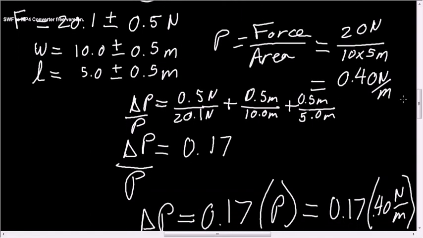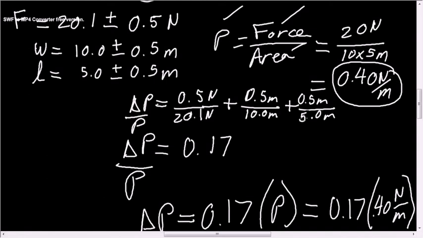Say I'm trying to find a pressure, and I have a force and an area, and that's how I find a pressure. So I measure a force of 20.1 plus or minus 0.5 newtons, and I'm applying it over some area that has a width of 10 plus or minus 0.5 meters and a length of 5 plus or minus 0.5 meters. So first things first, I do the math and I find that the pressure is 0.4 newtons per meter squared. Alright, so what's my uncertainty though?